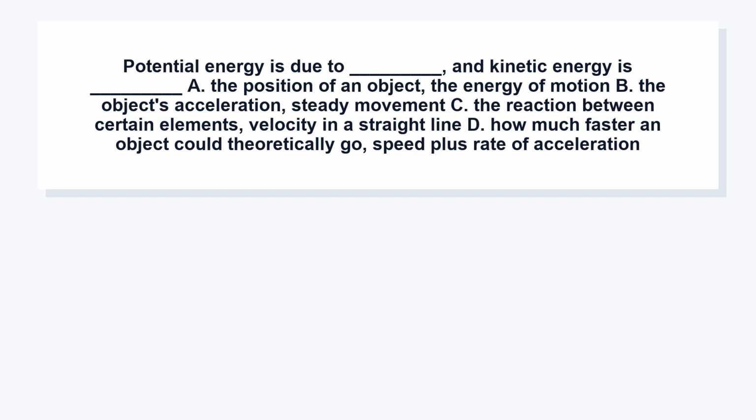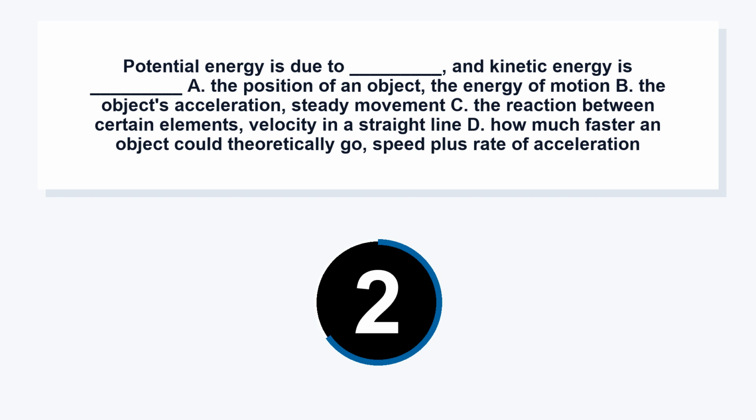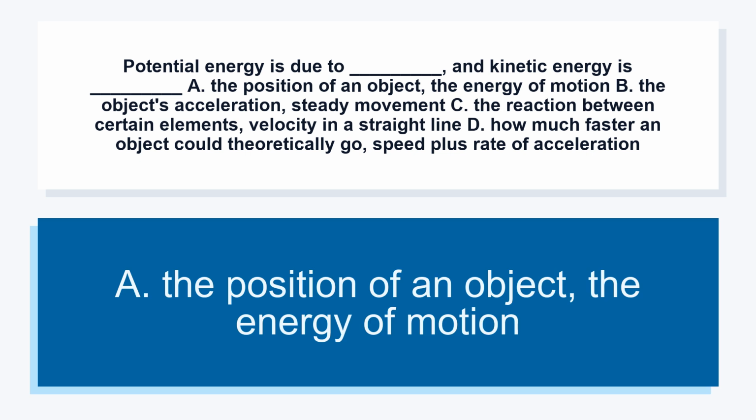A. The position of an object, the energy of motion. B. The object's acceleration, steady movement. C. The reaction between certain elements, velocity in a straight line. D. How much faster an object could theoretically go, speed plus rate of acceleration. A. The position of an object, the energy of motion.